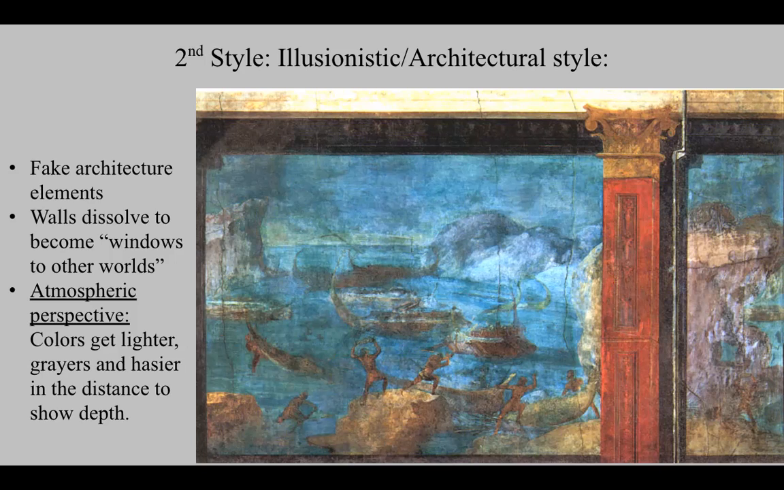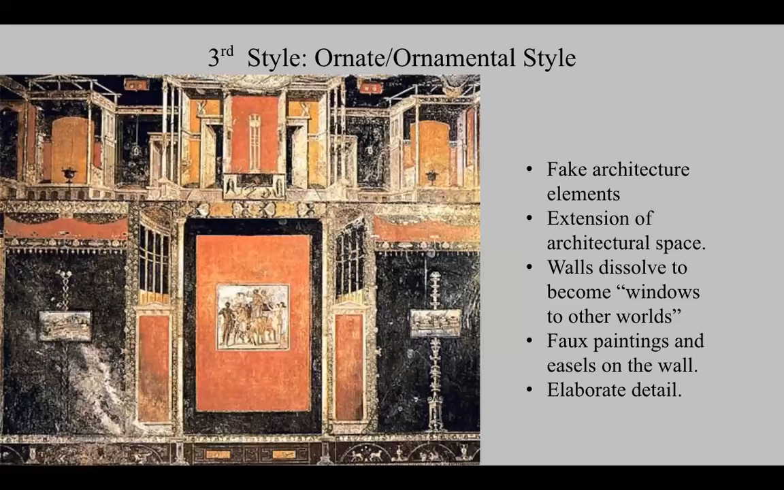And of course, there weren't too many examples of this until they discovered Herculaneum and Pompeii. There are only a few examples of illusionistic painting in Livia's palace or in ancient Rome. The third style is kind of over the top. It's called ornate or ornamental. It too had fake architecture. It had extensions of architectural space, so it almost looks like buildings, right? It often had walls that kind of dissolved as if you were looking out into the world. And it would also have really elaborate decoration.